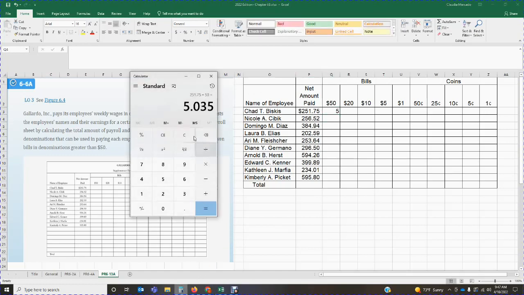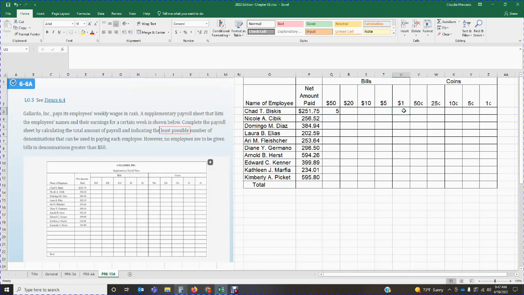If I pay Chad 5 bills of 50, 50 times 5 gives me 250. Chad earned 251, so I know that I only need one more dollar, which is going to be over here. That will give me my 251. Now I need to do the cents. Well, I know I need 50 cents. One of 50 cents, and then one of 25 cents. That's going to give me 75 cents, and that is using the least number of denominations.